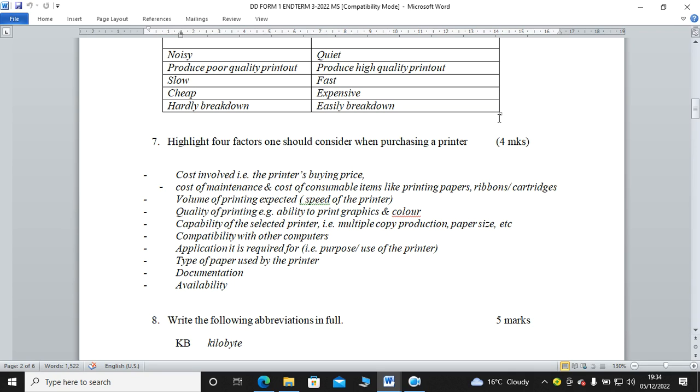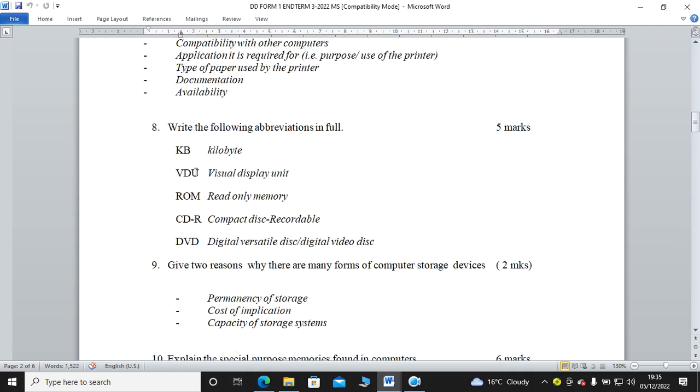Application it is required for, that is the purpose or use of the printer. If you want to purchase, for example, a photo printer, the purpose is to print photos, so it must be colored. Type of paper used. You cannot use the printer you see in your school computer lab to print newspapers because it does not accommodate those big size papers. Documentation means the manual, the book with instructions on how to use something. Then you have availability. You may wish to purchase a printer, but it is not available in your market. So availability becomes a factor.